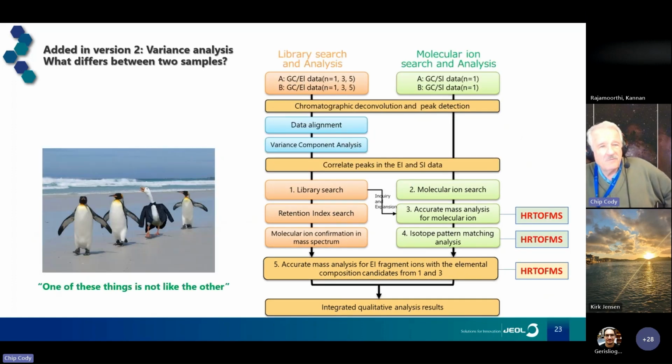Version 2, they added variance analysis, and frankly, the retention index matching also came with version 2. And that allowed us to look at differences between batches of samples. I'm not really doing much of that with the talk today, but it allows you to do a statistical analysis to find out what's different between two batches of samples and then try to name the differences by using all of the other available information.